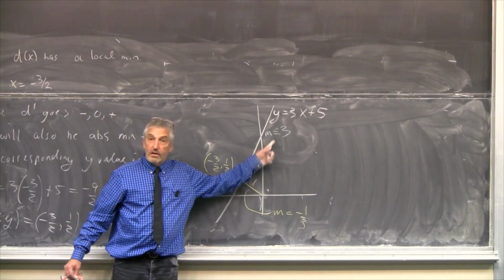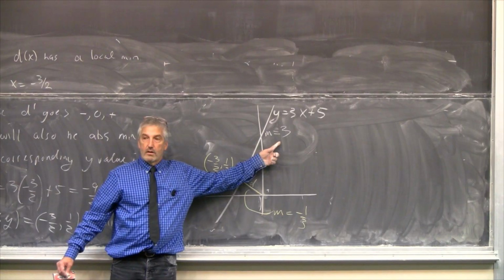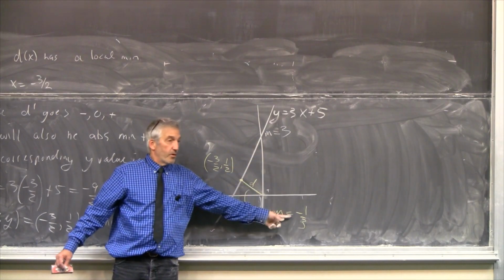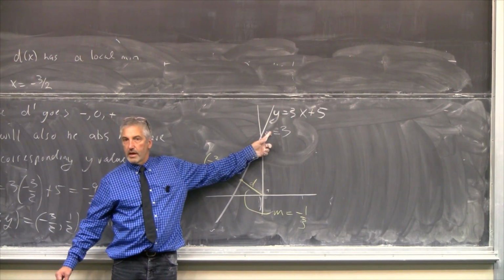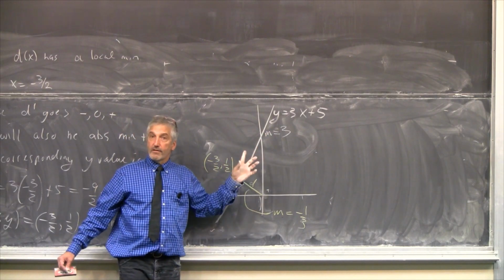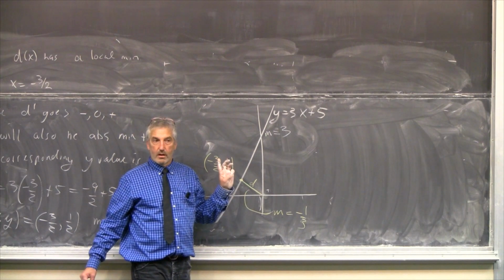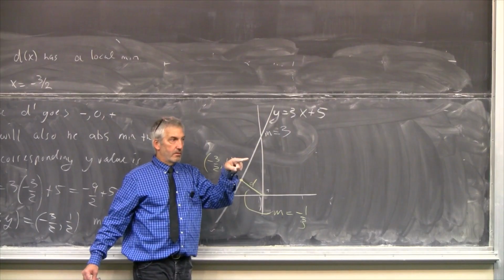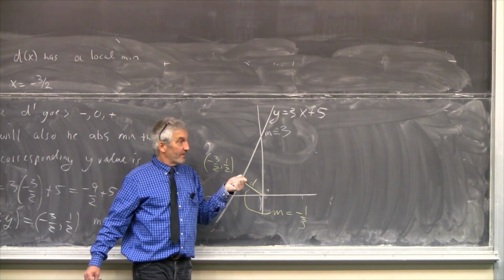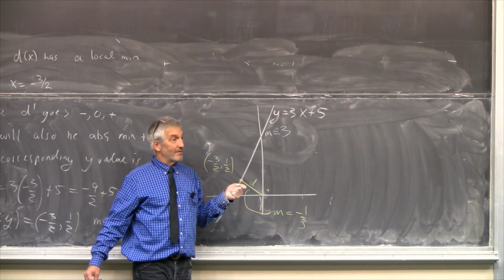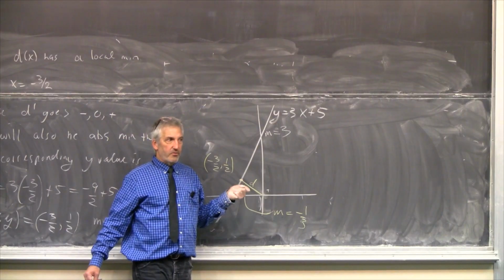What's the product of these two numbers? Negative 1/3 times 3 equals, say it again? Negative 1. What do you know about lines whose slopes multiply to give you negative 1? The slopes are negative inverses. But what's that tell you about the lines? Perpendicular. Aha. That's a fact from geometry.